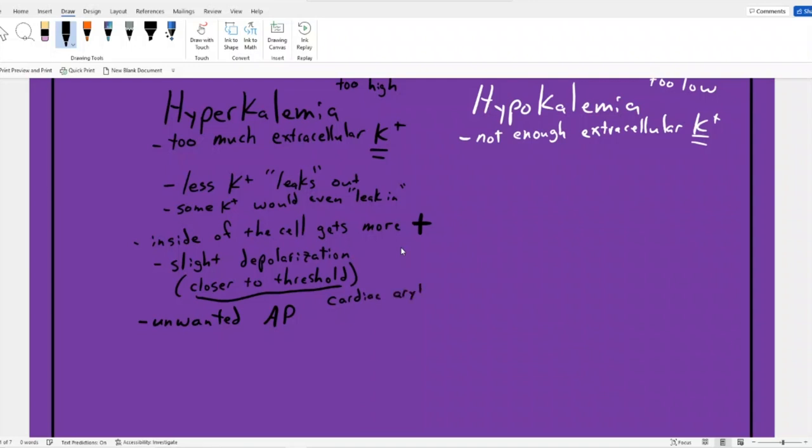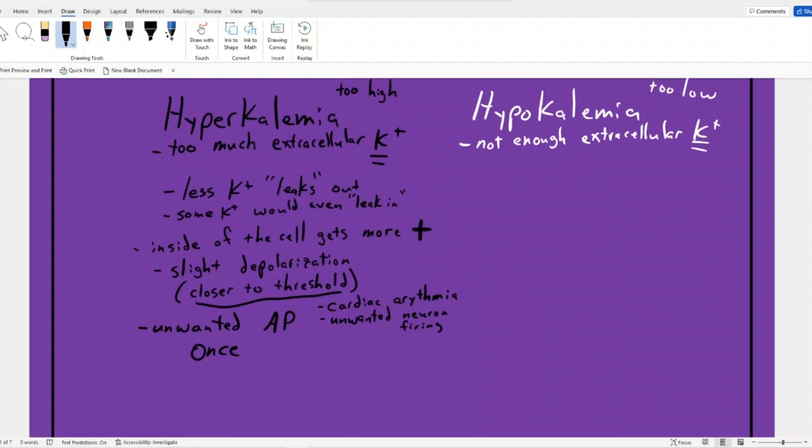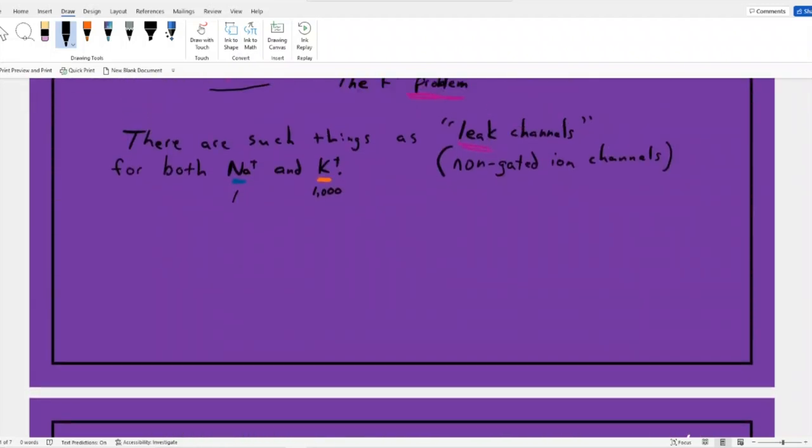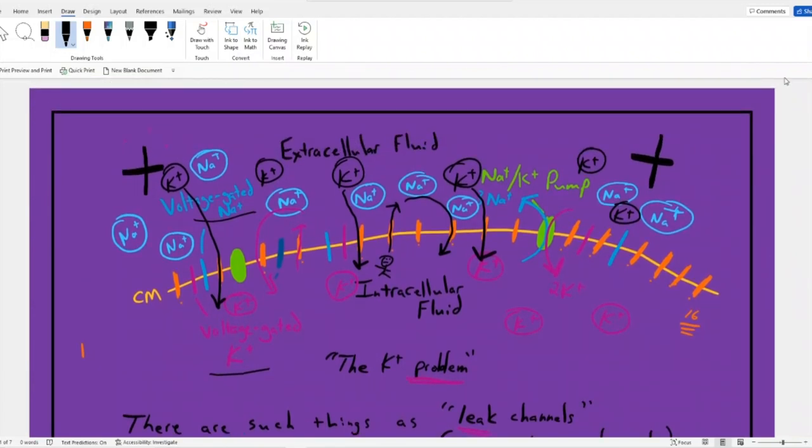Cardiac arrhythmia. If the heart cells contract when they normally would not, I could have unwanted neuron firing, an unwanted action potential once. Because do you remember how these cells repolarize, everyone? It's when the potassium leaves. But what did I just tell you about above here? In hyperkalemia, do the potassiums inside my cell want to leave my cell? No, in fact, they won't leave my cell.